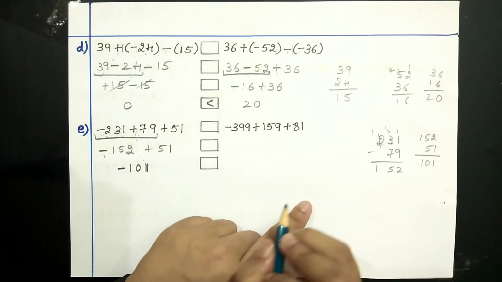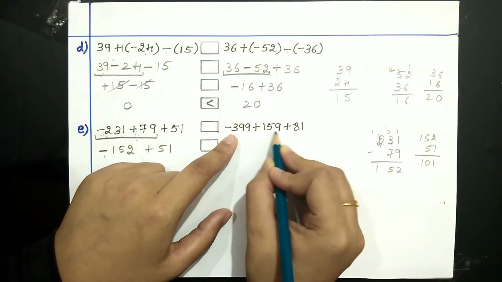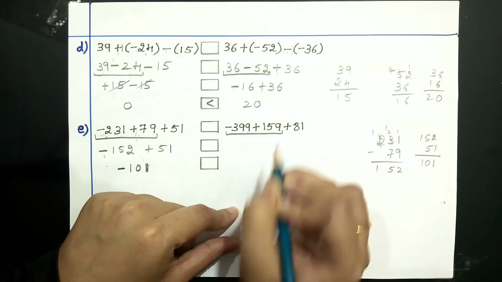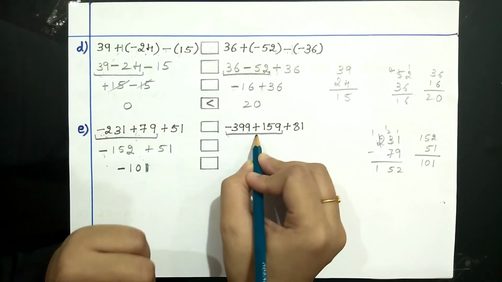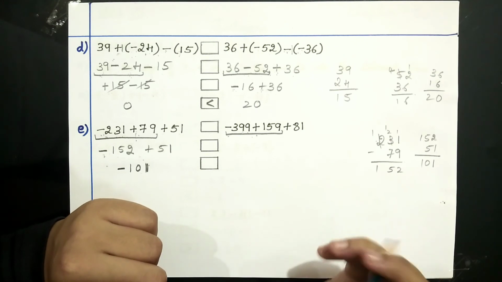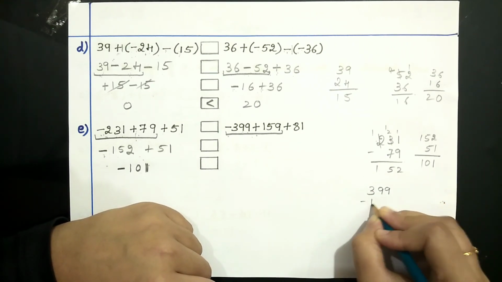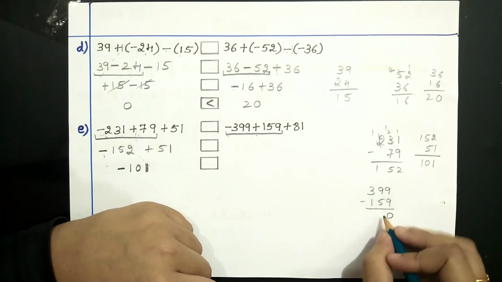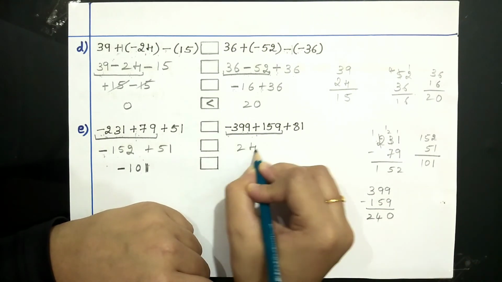Now let us solve this side and see. Minus 399 plus 159. Now let us take these two numbers first. One is having minus sign, one is having plus sign. Since the signs are different, you have to do what? Subtraction you have to do. 399 minus 159. 9 minus 9 is 0, 9 minus 5 is 4, 3 minus 1 is 2. So 240 will be your answer.